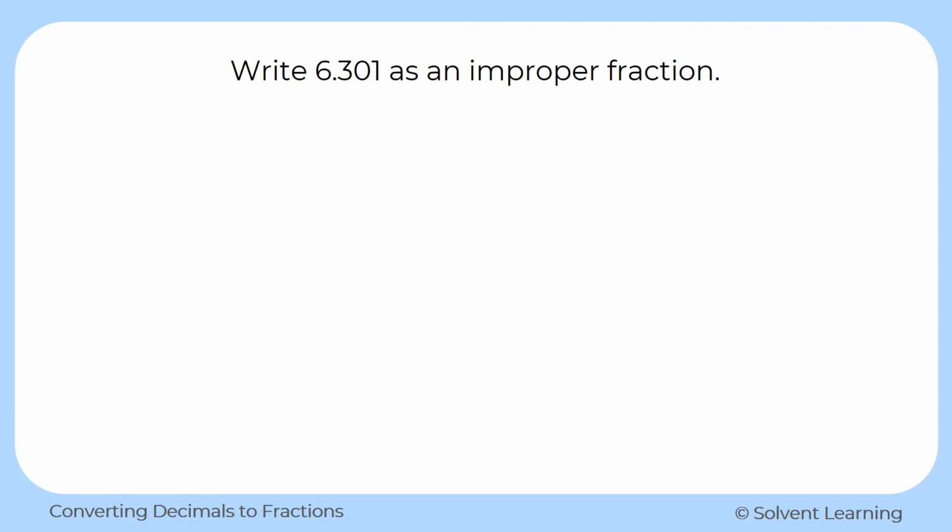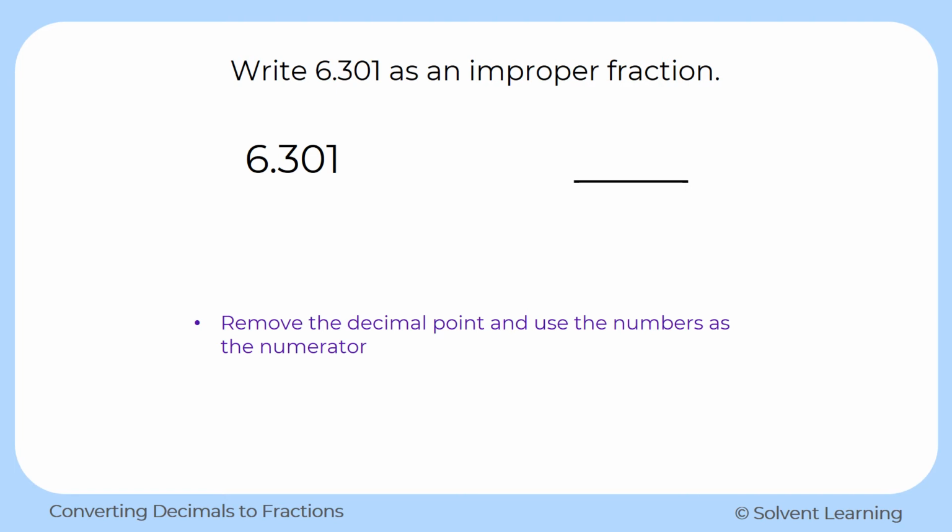Here's our next example. Write 6.301 as an improper fraction. Now notice this number is greater than 1. We have 6.301. So we could write it as an improper fraction or a mixed fraction. But first, we'll see what it looks like as an improper fraction. So we set up our fraction line. And first, we'll remove the decimal point from our number and use the numbers as the numerator of the fraction. So we just have the 6.301, but no decimal point there.